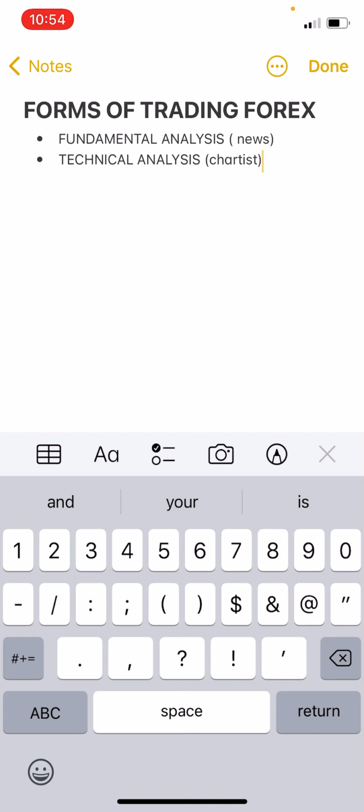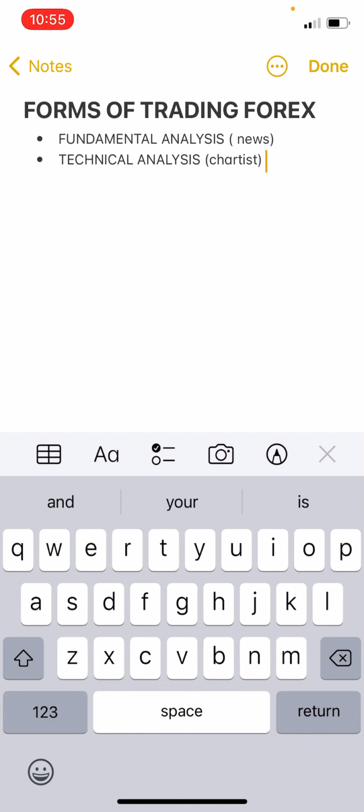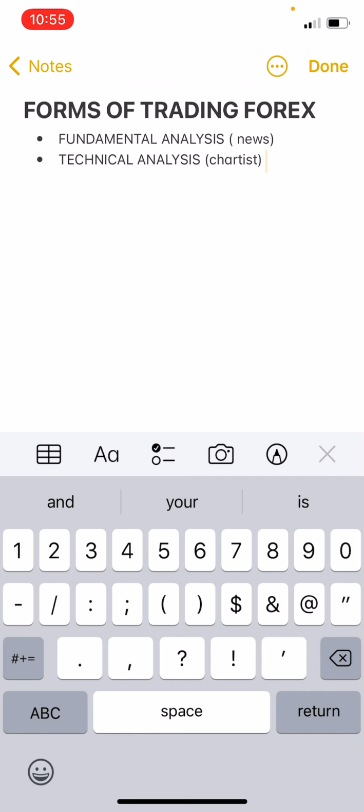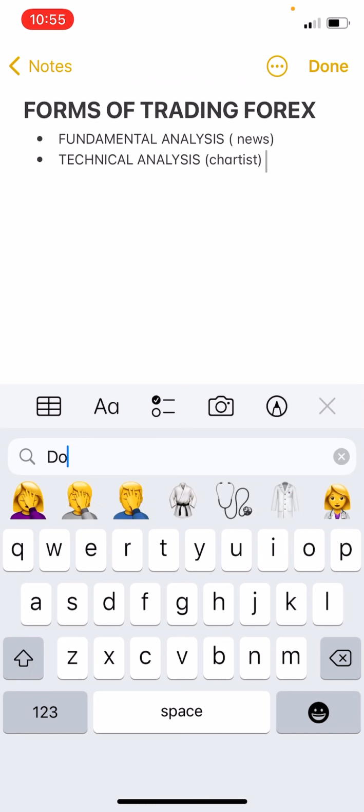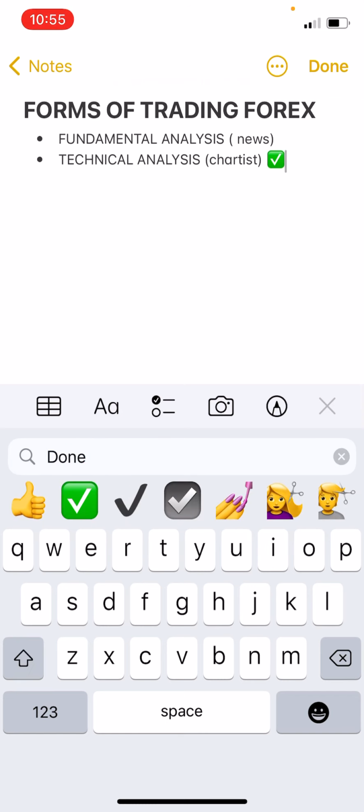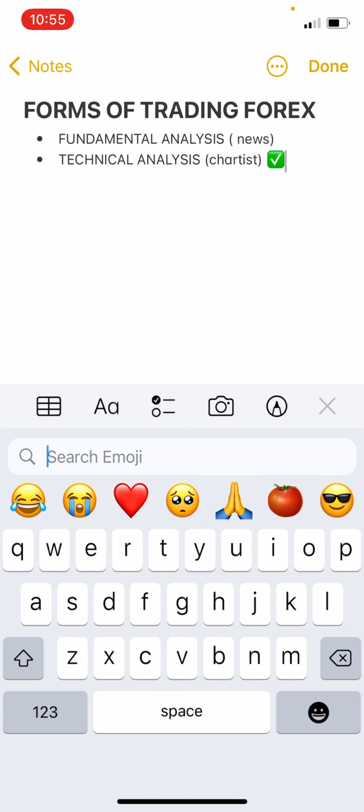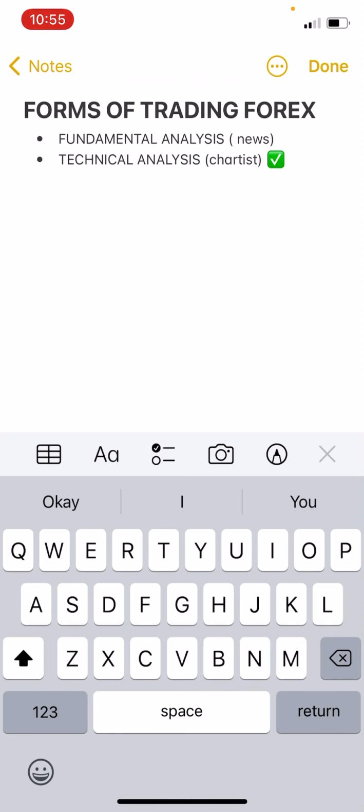Now, but I'll be focusing only on technical analysis. The reason is that most traders prefer using technical analysis to fundamental analysis. So, without further ado, let's go into technical analysis.